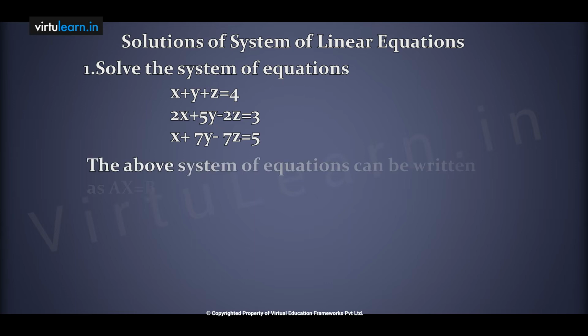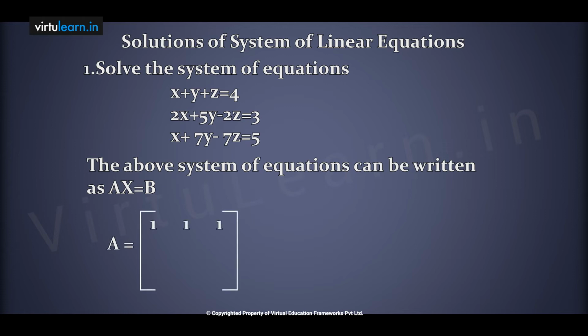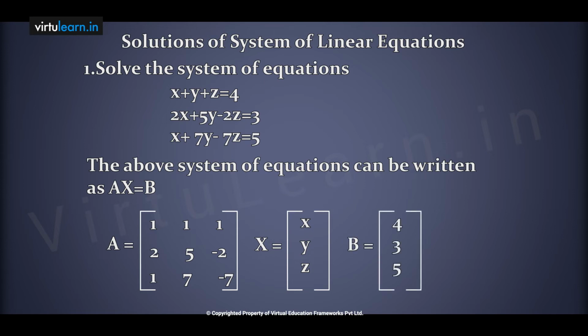The above system of equations can be written as Ax = B. A is the coefficient matrix [1 1 1; 2 5 -2; 1 7 -7]. X is the variable matrix [x y z]. B = [4 3 5].